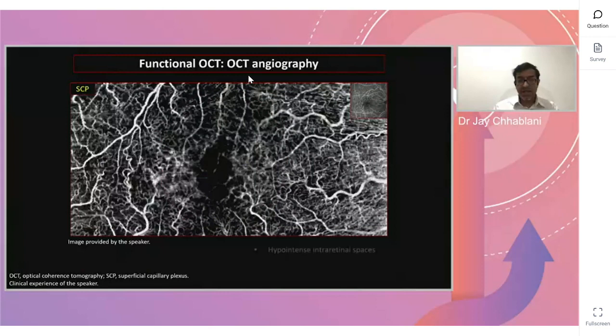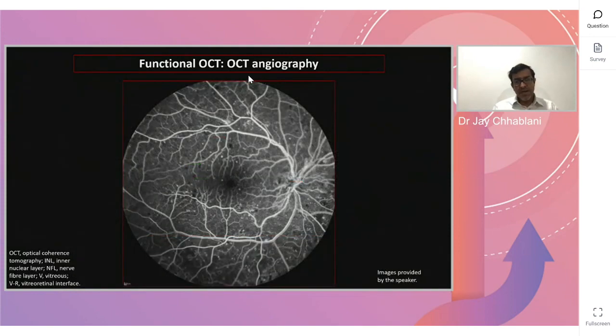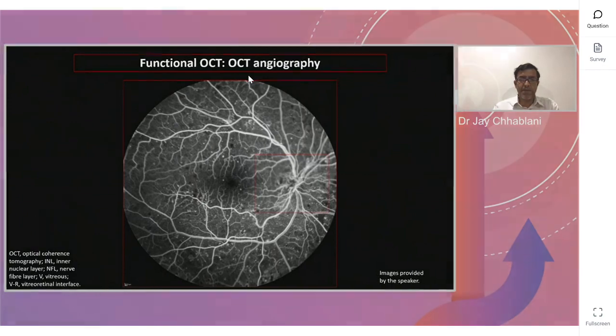What else do we see? We see hypointense intraretinal spaces, as you can see here. You will be able to see some shunting vessels as shown with yellow arrows, or you will have focal dilation and tortuous vessels as shown by the red arrows. Overall, OCT angio is helping us, not by replacing fluorescein angiography, but it does give us a good view of the vascular changes which happen in diabetic macular edema.